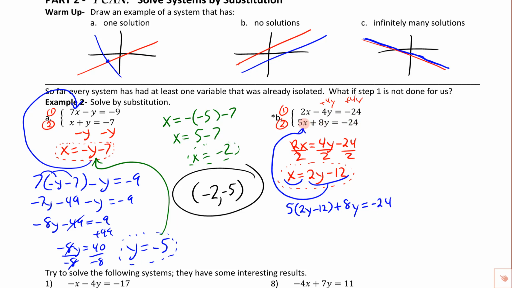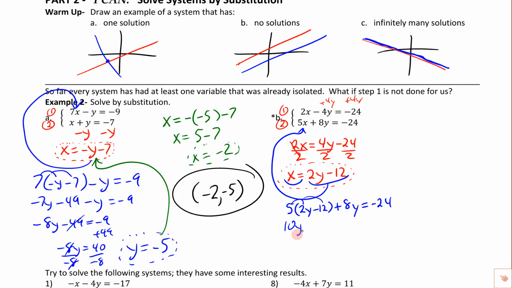So notice it's the exact same equation that we had up above. There's the 5, there's the plus 8y, there's the equal negative 24. But right here where there's an x, I put in 2y minus 12. So let's go ahead and solve this and see what happens. So we're going to be careful distributing through.